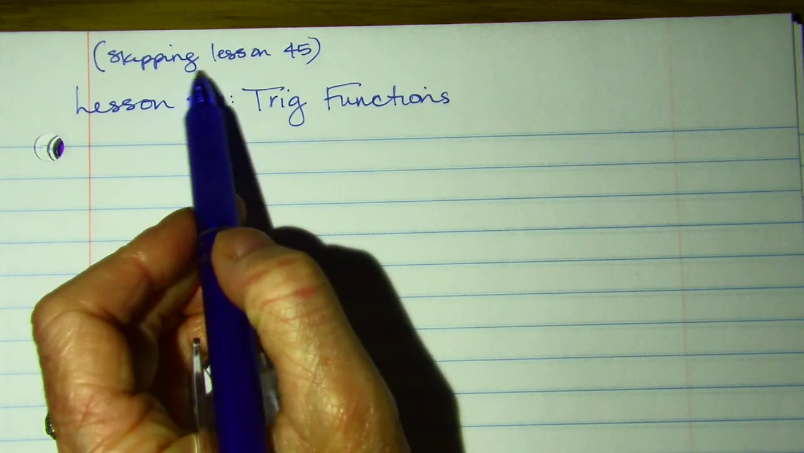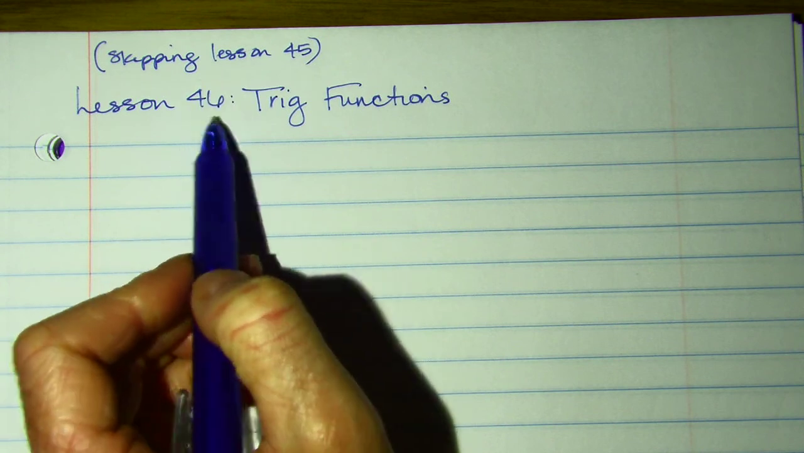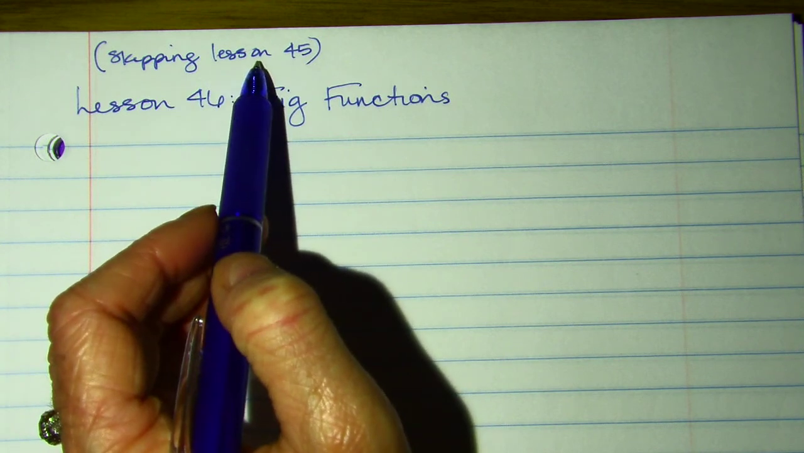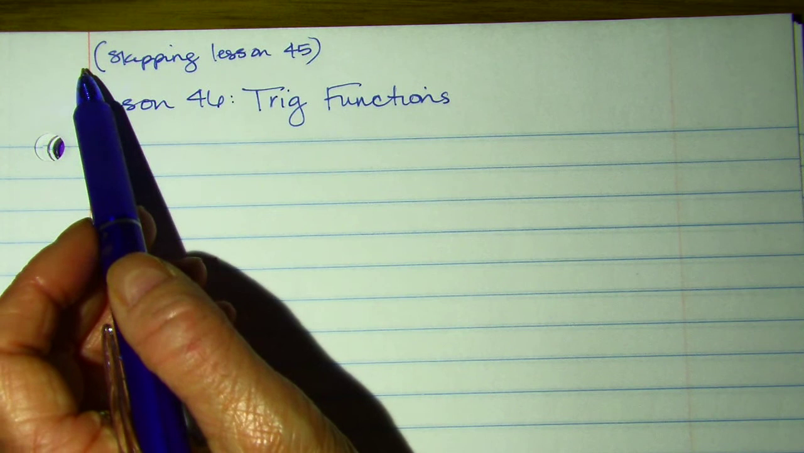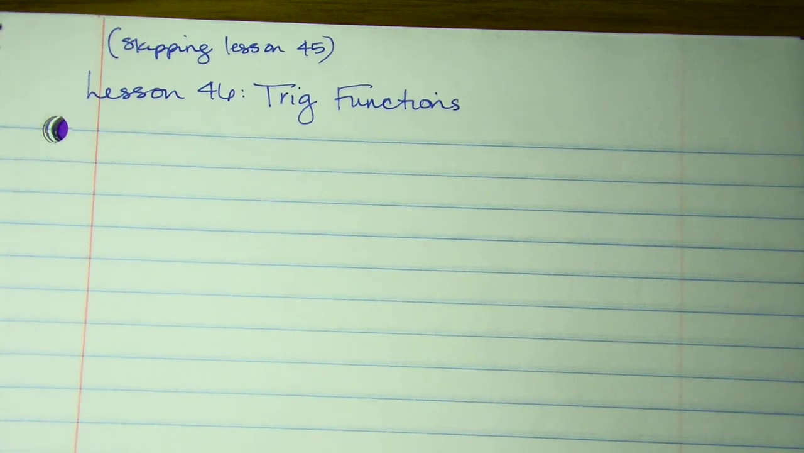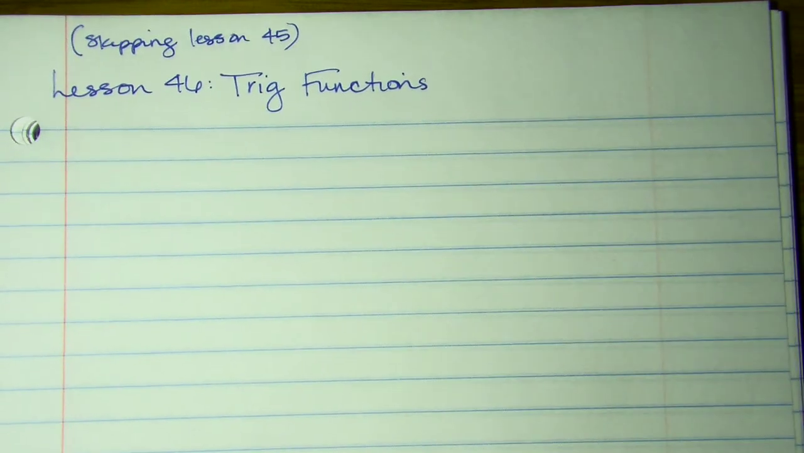Remember that we are skipping lesson 45. So if you don't see that in Canvas, it's because we are skipping it. I think it's a little too hard to do without being in person. So we are going to jump in.